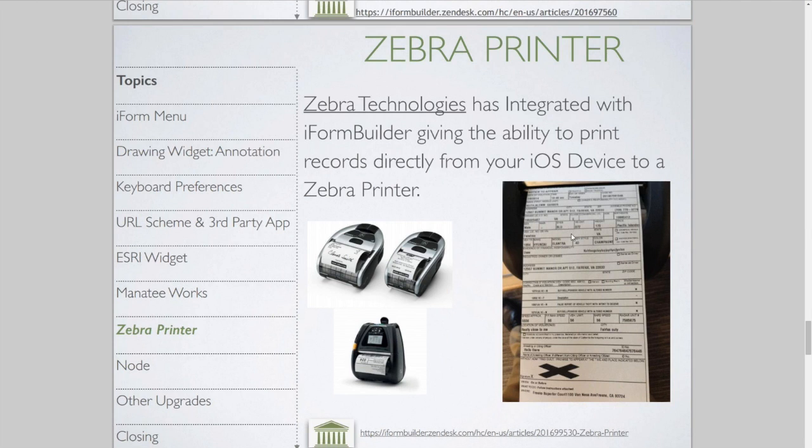I'm not sure how well you guys can see the picture, but you can see all this data, like the date of when it happened was on Tuesday, has my address there, has my driver's license. So it has all this information and just prints out straight from iForm.